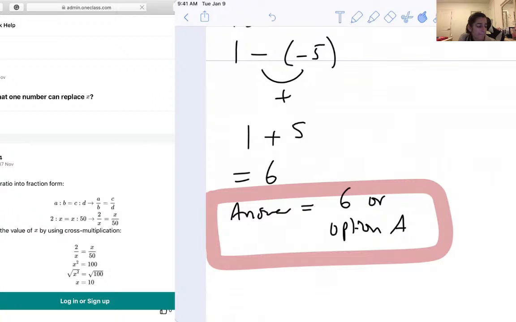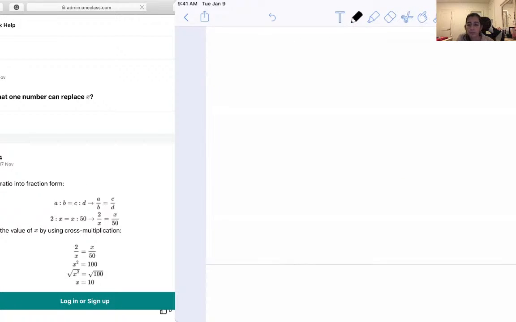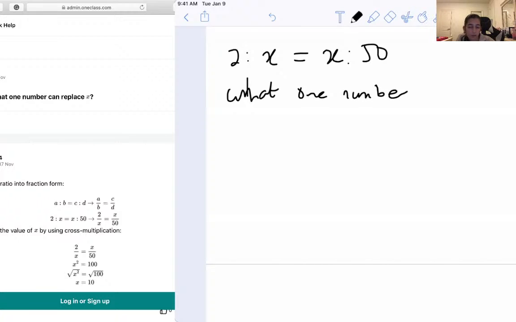Okay. 2 plus x and 50. What one number can replace x? So these are ratios, and they're basically saying that the first ratio equals the second one.